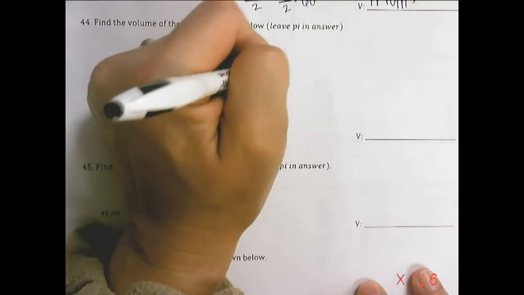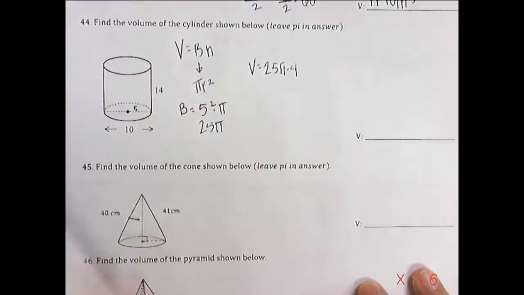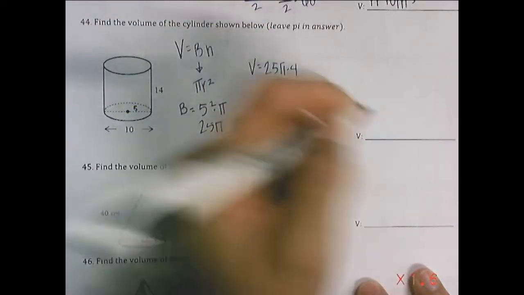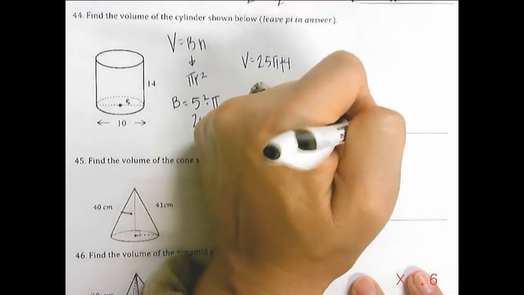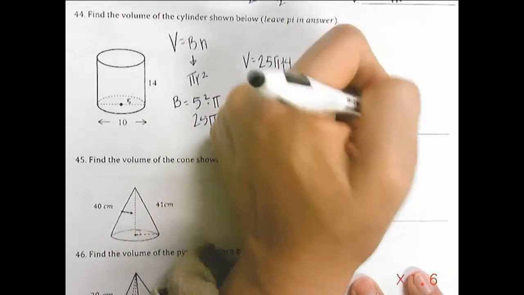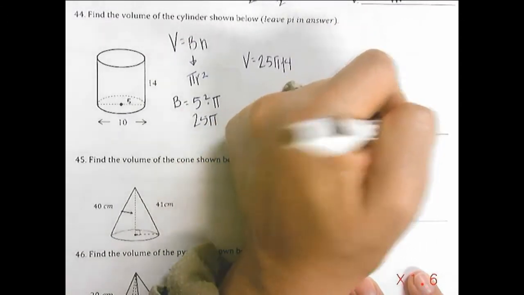Alright, and now I need to multiply it by my height. So 25 pi times 14 is going to give me 350 pi units cubed.